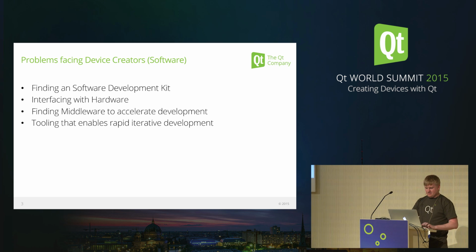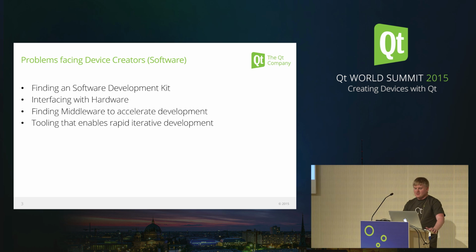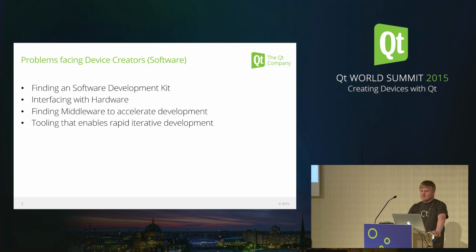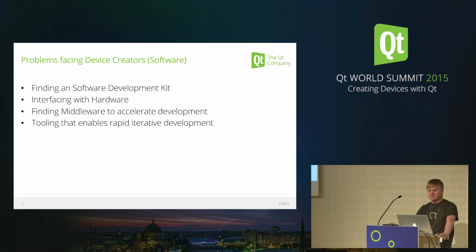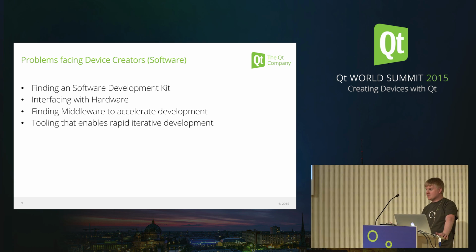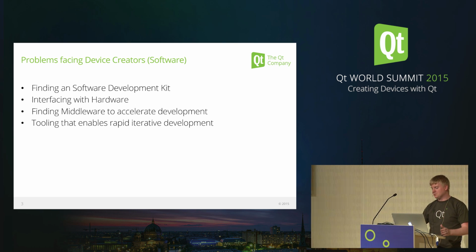Okay, so let's move forward. First off, starting out with the problems facing device creators, and there are a lot of problems that they're going to be faced with, but we'll focus on just the software side of things. So the first thing is finding a software development kit, something to actually build software for the device, then interfacing with the hardware, like what you actually need to obtain to do that, and then finding middleware to make that much easier, and the tooling that goes with that.